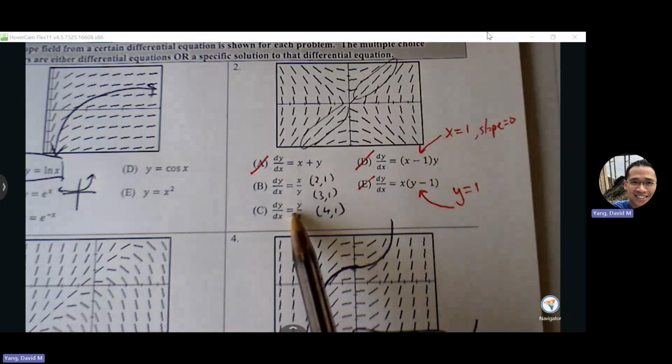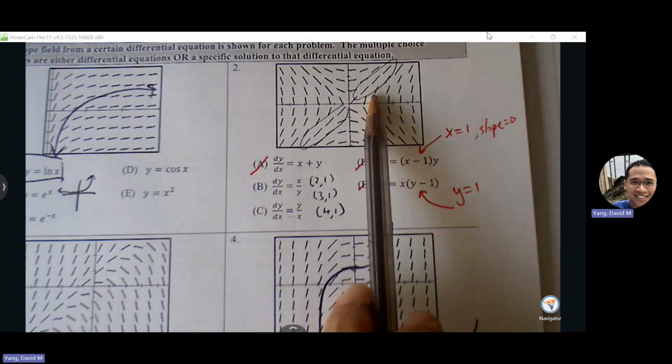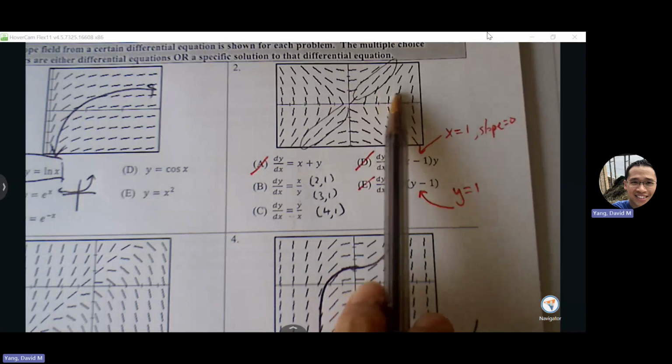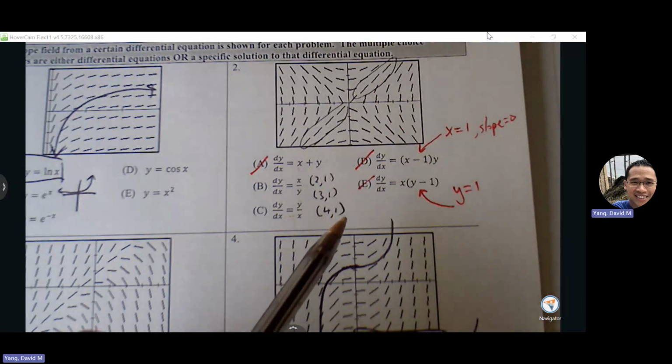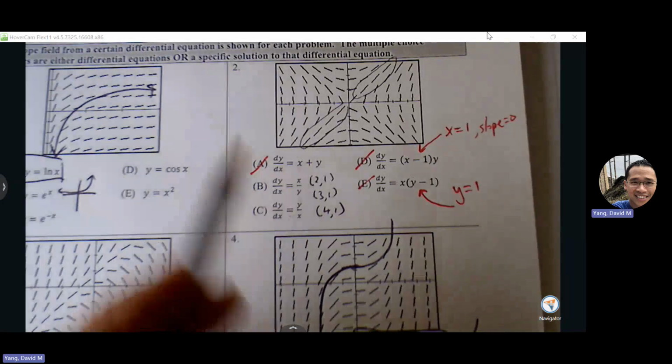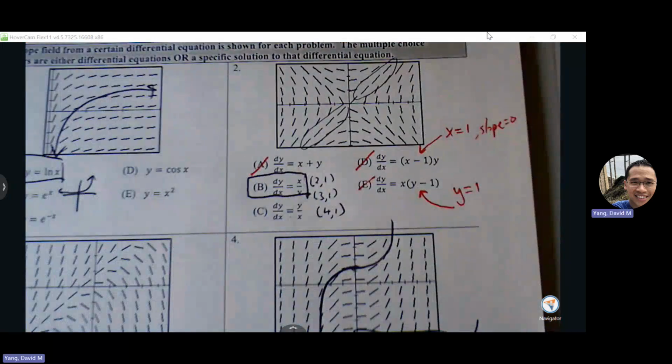But this other one would be different. This one should be 1/2, 1/3, 1/4, but these don't look like 1/3, 1/4 to me. These look more like positive 3 or positive 4, because 1/2, 1/3 should be almost a straight line, barely positive slope. So I think our best option is going to be B.